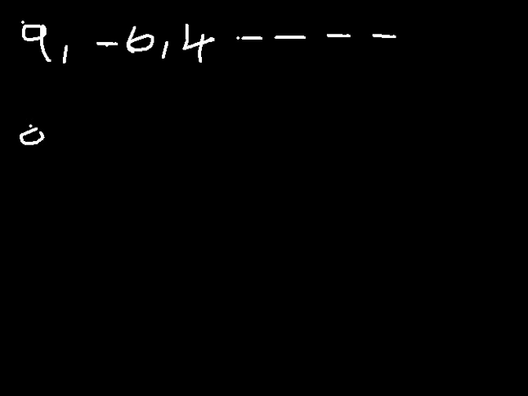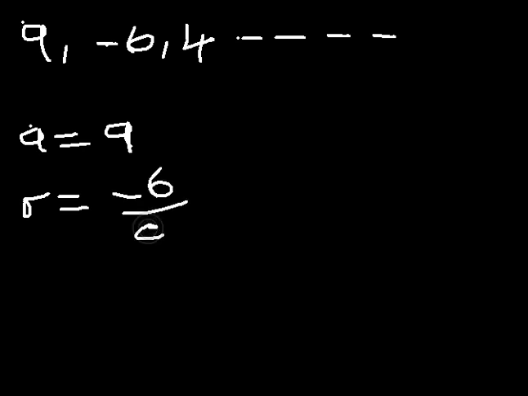Now how about we have this one? Let's say we have 9, negative 6, let's say 4, in this case. Now what is the summation of, let's say, 30 terms for this typical geometric progression series? So first thing, we look at the first term, which is given as 9. And what is the common ratio? The common ratio is given as negative 6 divided by 9.